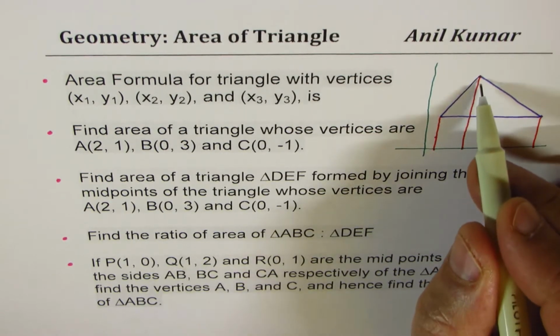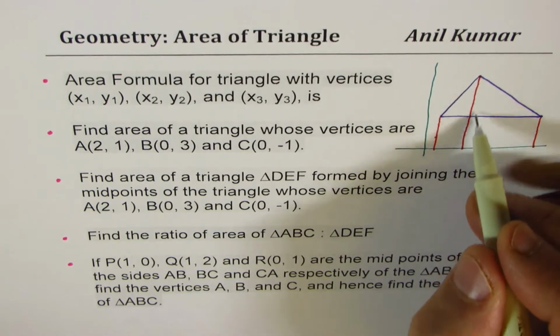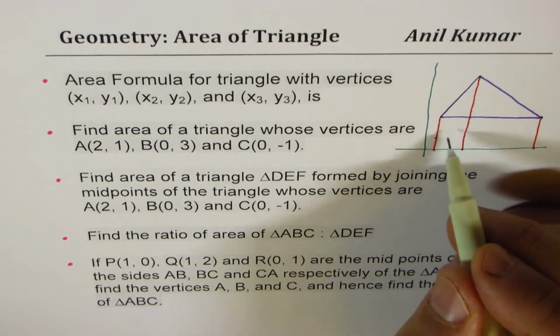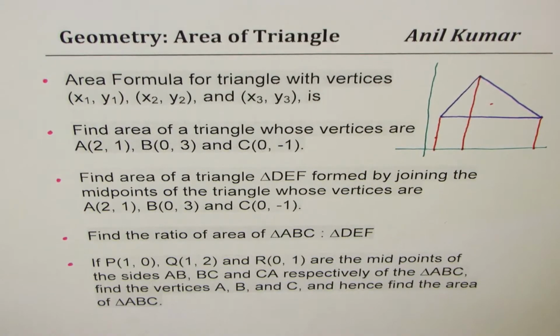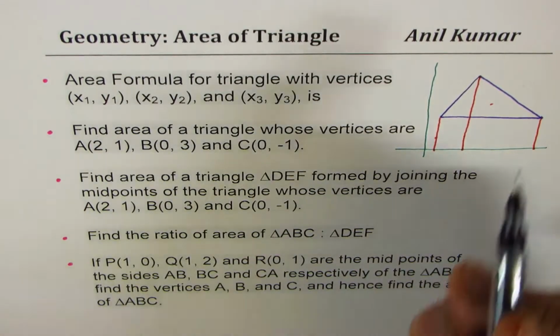And what we are going to do is use three trapezoids. One, the big one, right? This one. Then that one, correct? We'll add them and take away this one to get the area of the triangle. So that is how we are going to derive the formula.